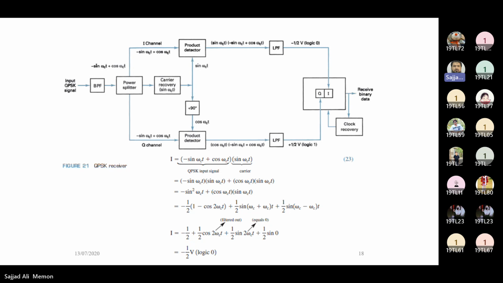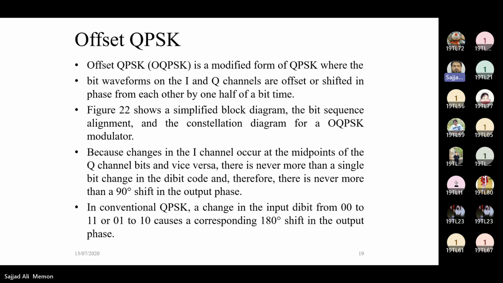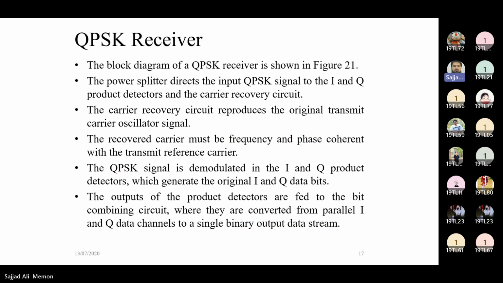So the output for this input minus sine omega ct and cos omega ct is logic 0 from the I channel. So from I channel it is logic 0, and from Q channel it will be logic 1. So that will be 0 and 1. That will be the output of this QPSK receiver.